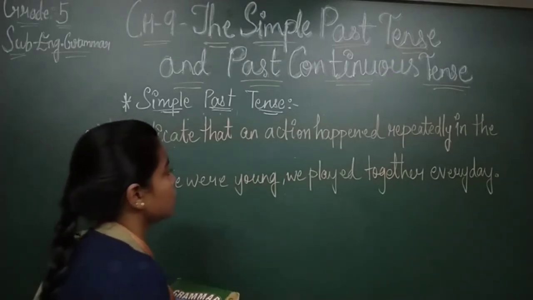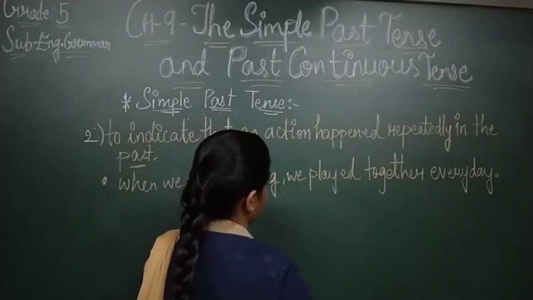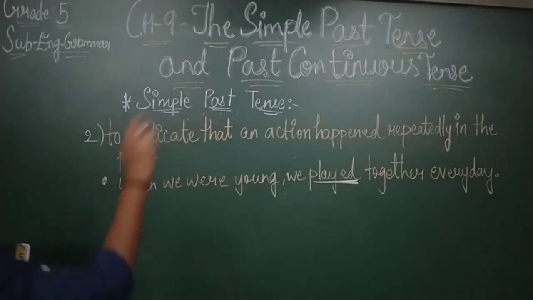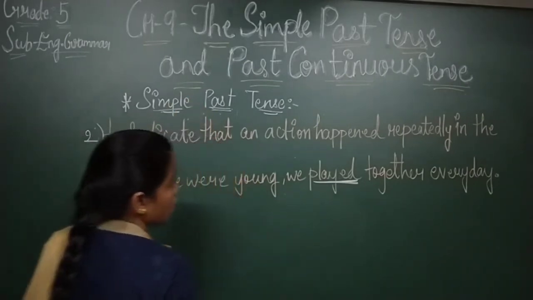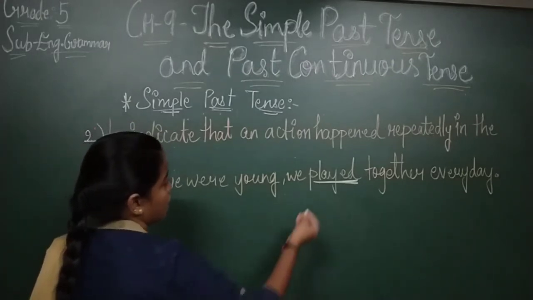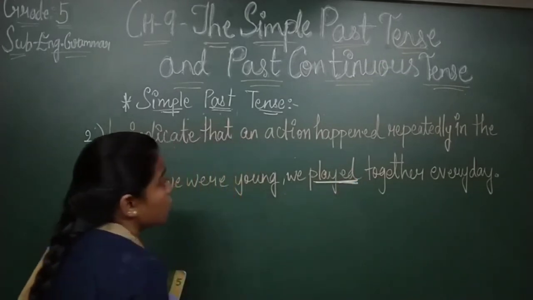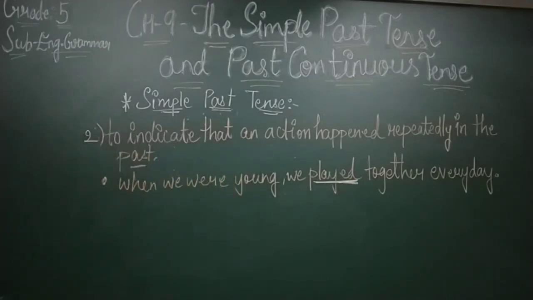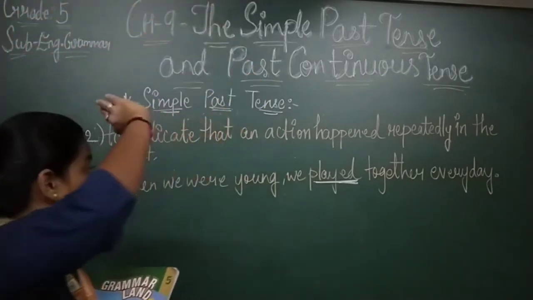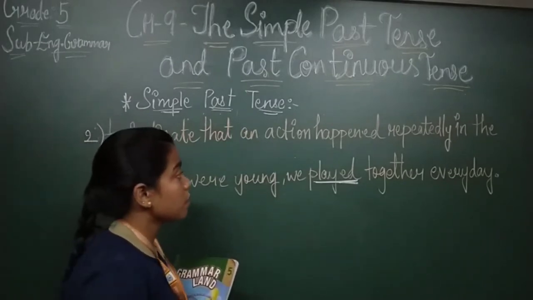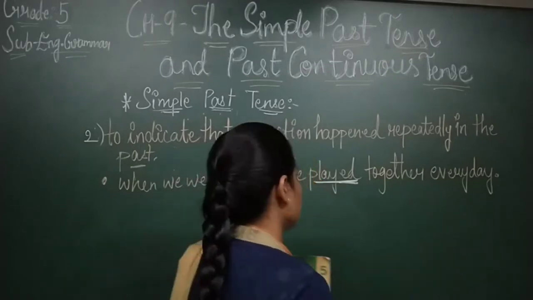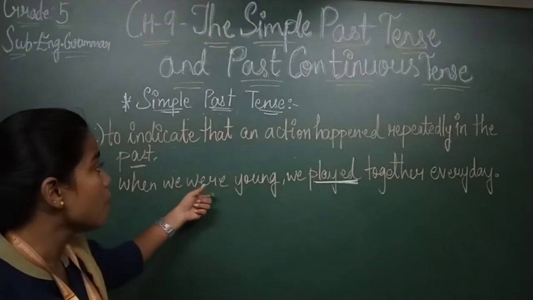What is the action word in this? Played. In the present, it would be play. As we all know, we use the ed form in the regular verb. D, ed and ied we use in this. When we were young, we played together every day. When we talk about the past, when we were little, when we were very young, then we used to play together every day. That time we were playing together every day. Right? So it forms in the past.